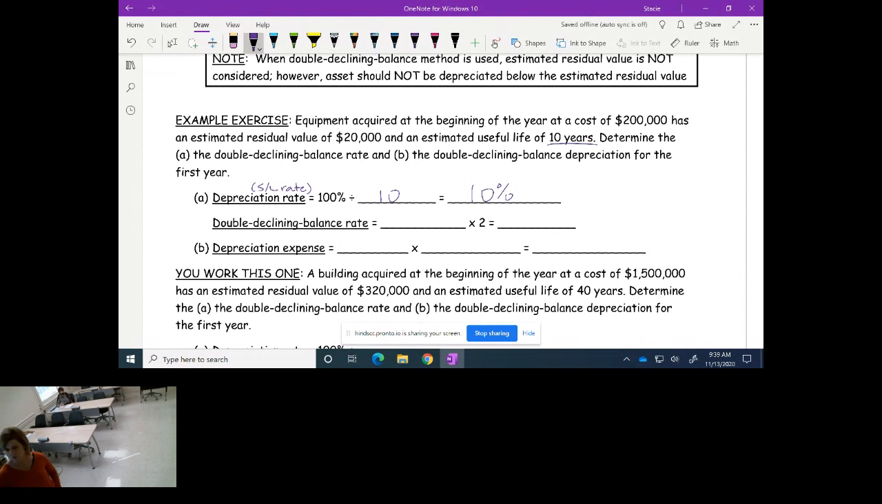Our double declining balance rate would be 10% times 2. Oops, trying to put it in dollars. Percentage. 20%.